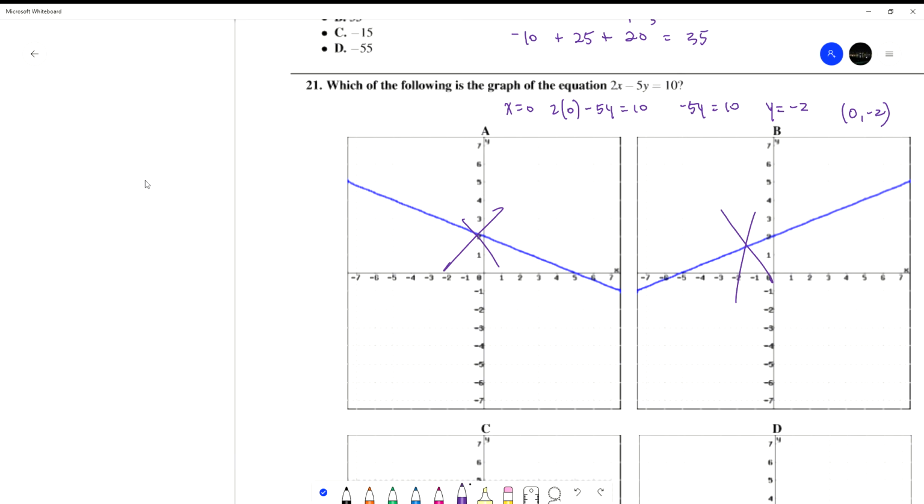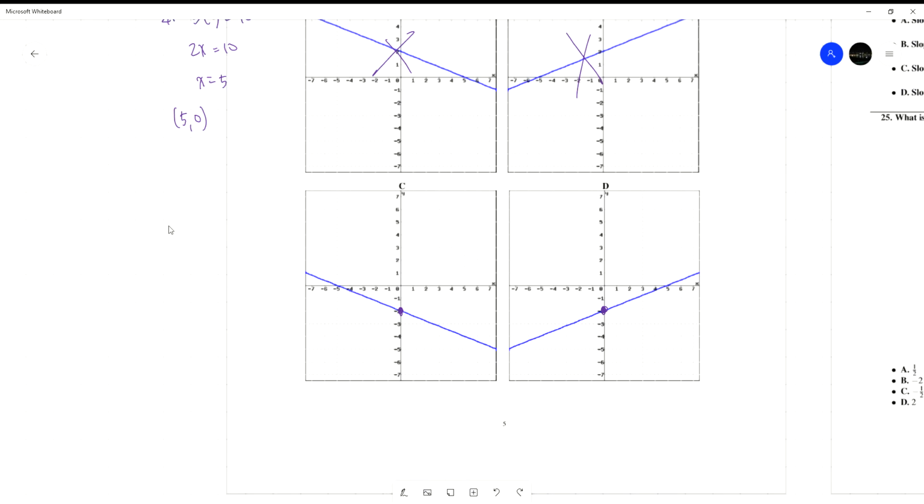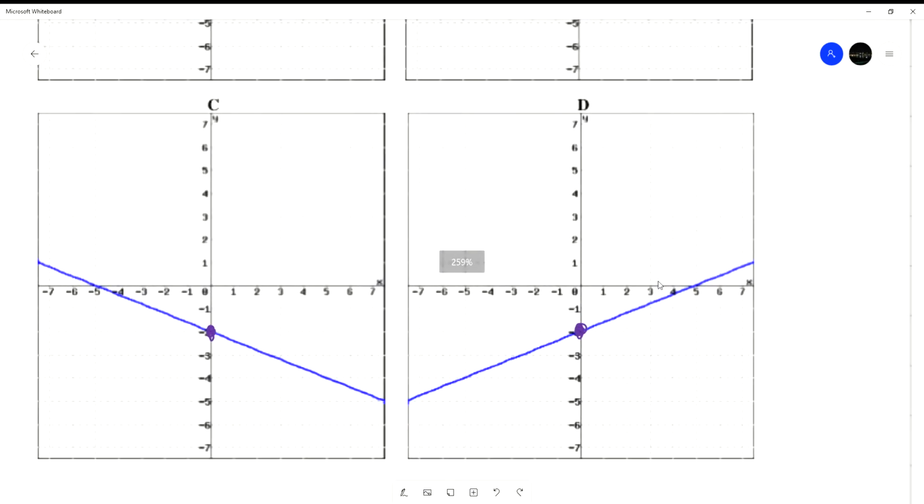Okay, so y is equal to 0 means 2x minus 5 times 0 is equal to 10. That means 2x is equal to 10 and x is equal to 5. That's our ordered pair of (5, 0). So let's see here, which one has (5, 0)? And as you can clearly see, this one does not, and (5, 0) is there. Therefore, D is the correct answer. Any questions?